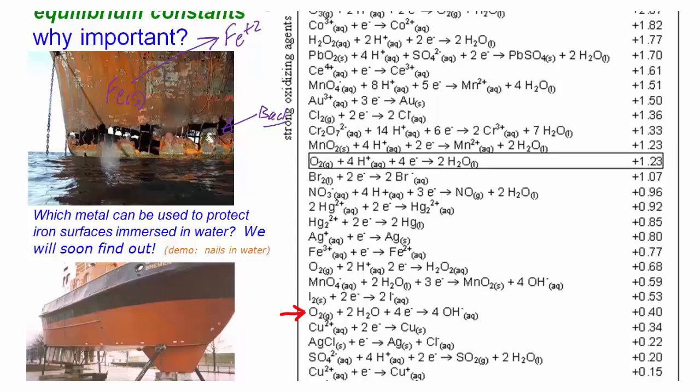Let's find a metal and put it on that boat. This metal has to be something that is more spontaneous than iron in getting oxidized. And if you can find something like that and put it on the boat, it's going to oxidize before iron will. So you won't have any rust, at least until all these pieces of metal are gone.